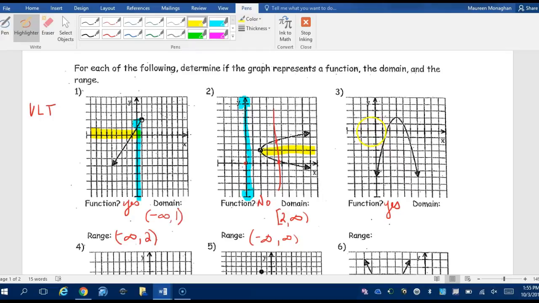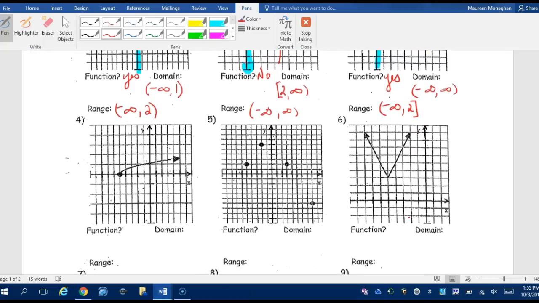Domain. What x's am I using? Well, it looks like I'm using all of them. So one end to the other. So it's negative infinity to positive infinity. What y's? Well, I'm starting here, and I'm only going down this way. So those are the only y's I'm using. And it looks like this is the origin. So 1, 2. So I'm starting at 2, but I'm going to negative infinity, so I have to write that first. And 2, and it's inclusive. Okay.